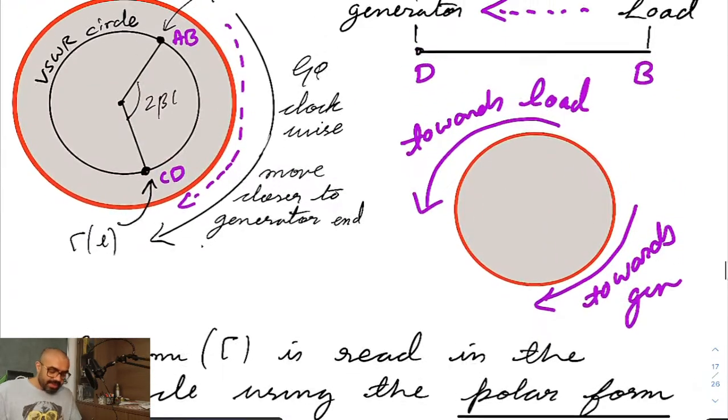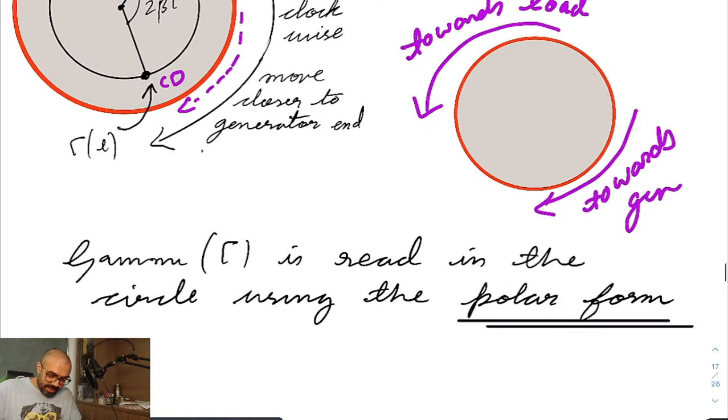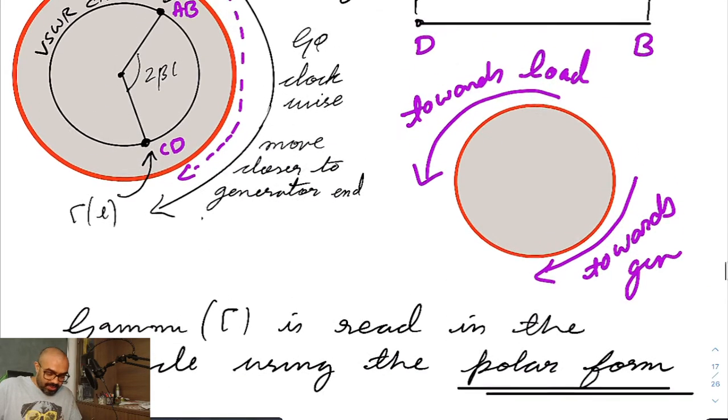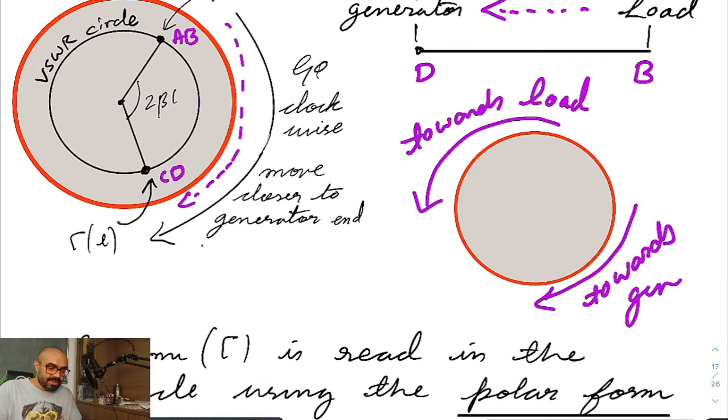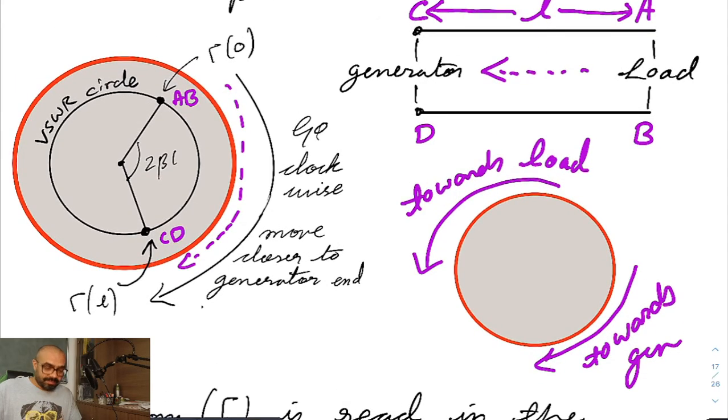In the actual Smith chart itself, there is no scale for gamma. So gamma has to be read in the polar form. So if I tell you the gamma is 0.5 angle 30, you can locate that. But if I say it's 0.5 plus j 0.5, you need to first convert it into polar form before locating it on the gamma circle.